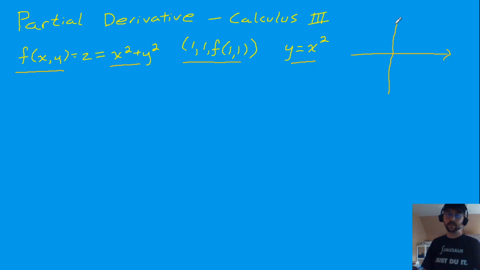So if we have the xy plane and we have this y equals x squared, which is a parabola, and let's pick a point, and we're going to call it 1, 1. So we're going to find the tangent, the slope of the tangent line at this point. And it's going to look something like this. And to find it, we can take the derivative. So the derivative of y equals x squared is y prime equals 2x.